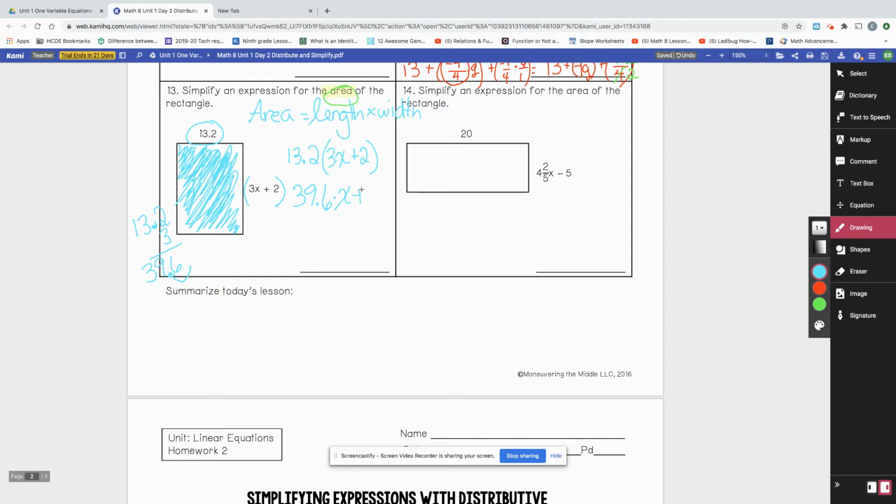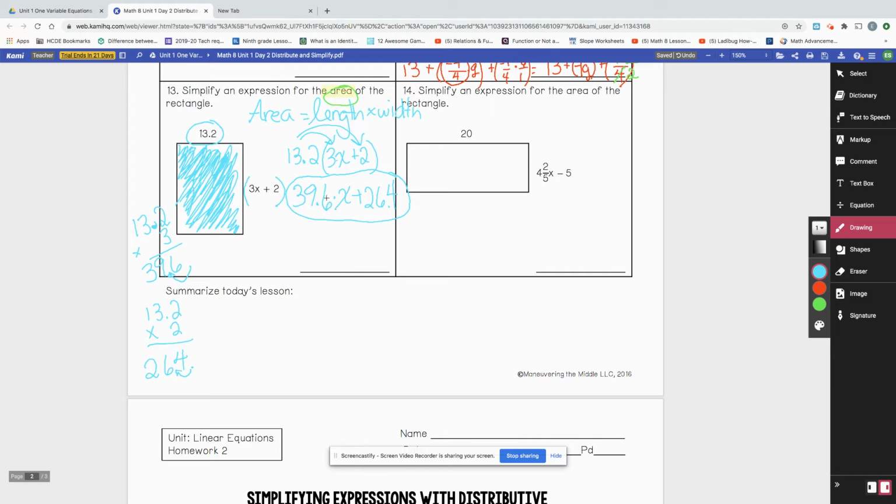Then I've got to also distribute this 13.2 to the 2. 13.2 times 2. Some of you guys can do this in your head, and that's awesome. 2 times 2 is 4. 3 times 2 is 6. 2 times 1 is 2. 264. Wait a minute. I need that decimal right there. Plus 26.4. So I know that you guys did this in 7th grade math with area, with expressions.